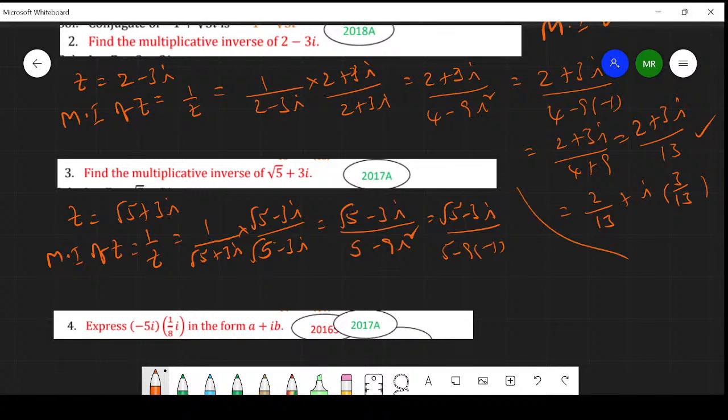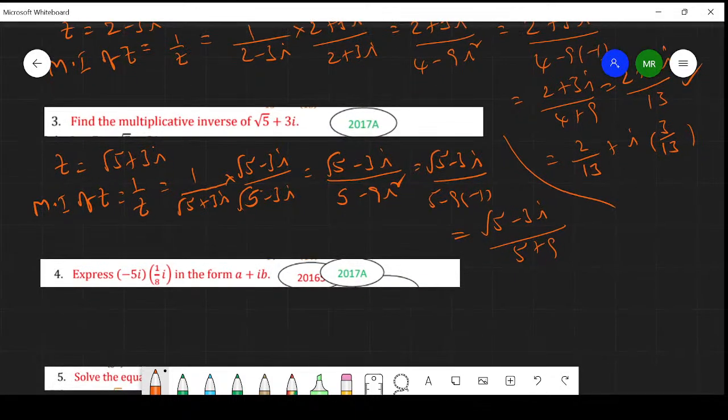Now observe this one, I can write root 5 minus 3i by 5 plus 9. 5 plus 9 will be 14, right? It gives 14. So I can write this one, root 5 minus 3i by 14. You can stop here. Still if you want to write in a plus ib form, root 5 by 14 plus i into minus 3 by 14 you can write. Like this you can write. So this is the multiplicative inverse.